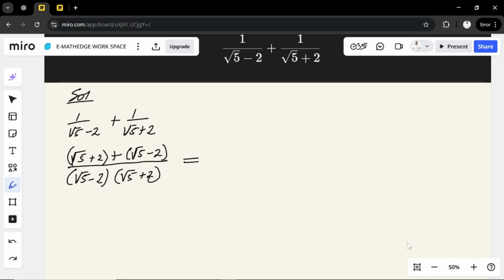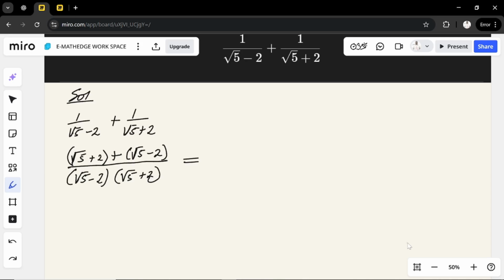So to simplify this further, note that this expression is adding up to this, right? While this expression is multiplying this. So they are two different things. So take note of the operational sign in between the two expressions and solve it accordingly.